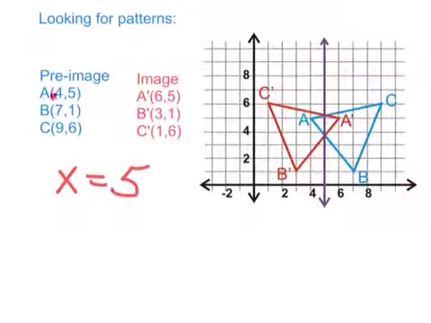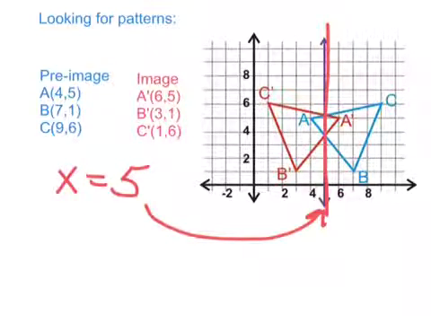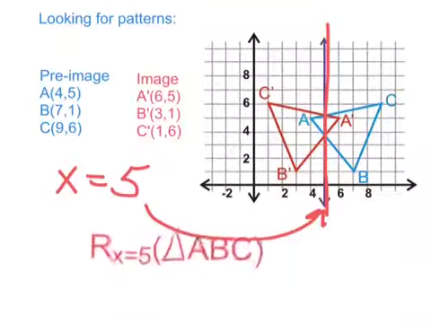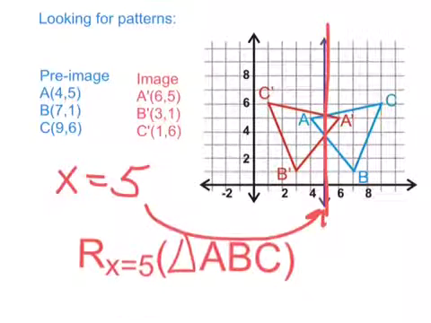And also, even 4 plus 6 is 10, divided by 2, we get x is equal to 5 again. So then to write this in our book notation, we would say that this is a reflection about the line x is equal to 5 and its triangle ABC.